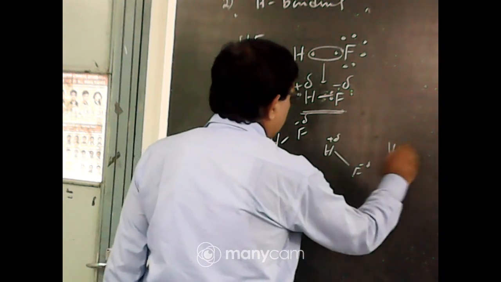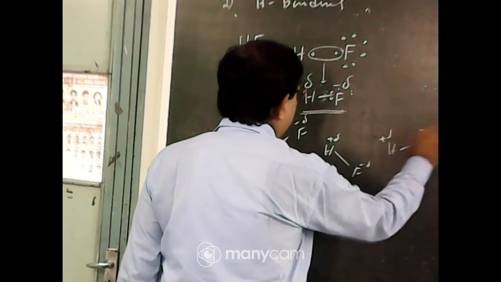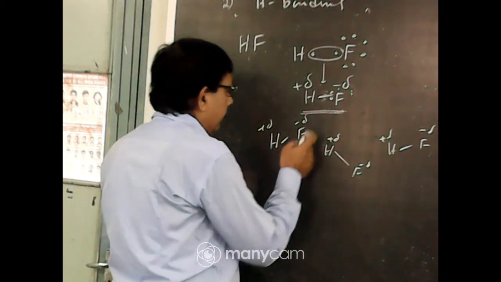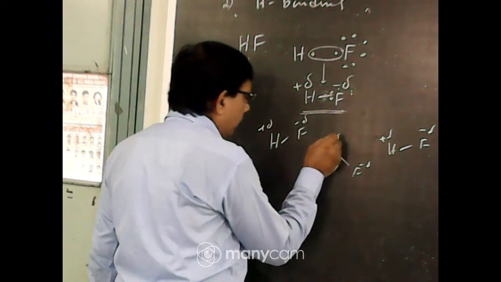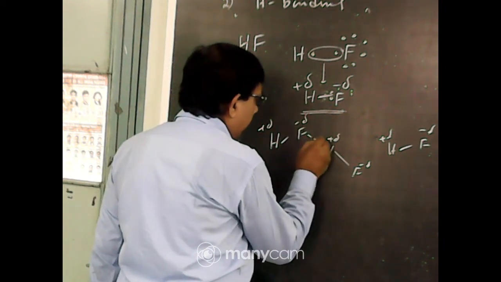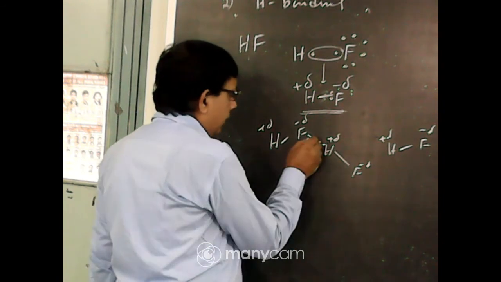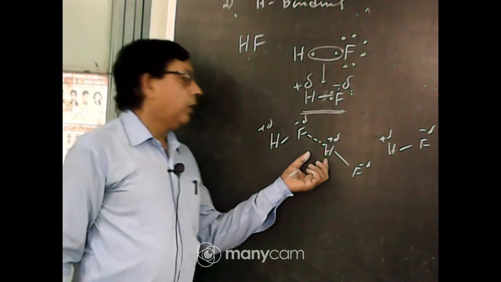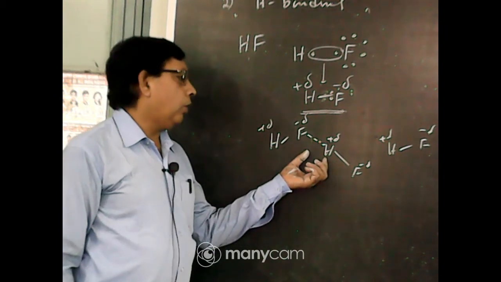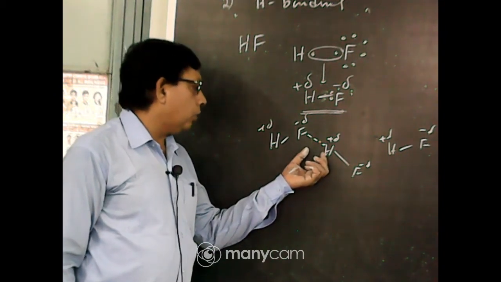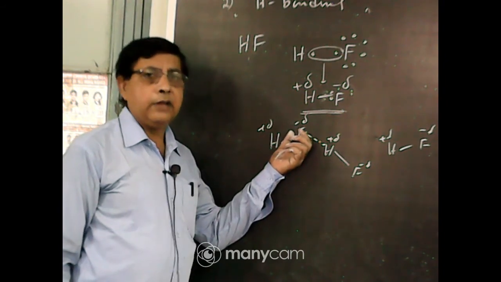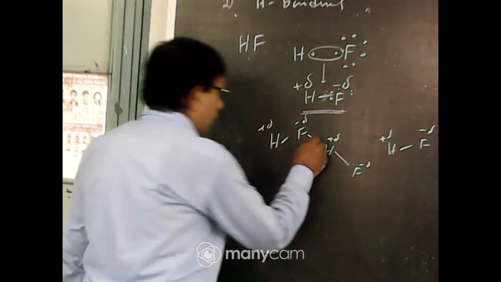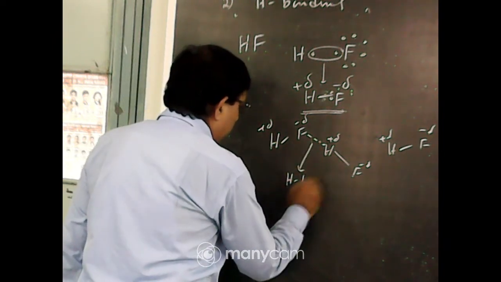This is another HF molecule. Here positive, here negative. Now when this molecule comes closer, the negative charge on the fluorine atom and the positive charge on the hydrogen atom are attracted by electrostatic force. This electrostatic force of attraction between the hydrogen atom of one molecule and a negatively charged atom of another molecule is called hydrogen bond. This type of bond is called hydrogen bond.